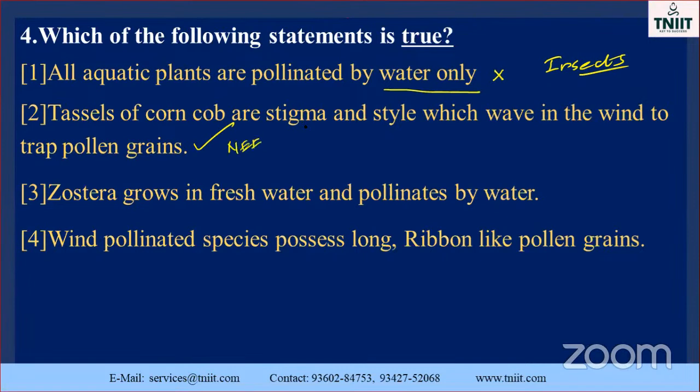NEET question 2023. Wave means, in our body, it may be aligned like this. Wave means like this. It can move from one place to another. So as a result, what happened? It traps the pollen grains. This is the correct point.